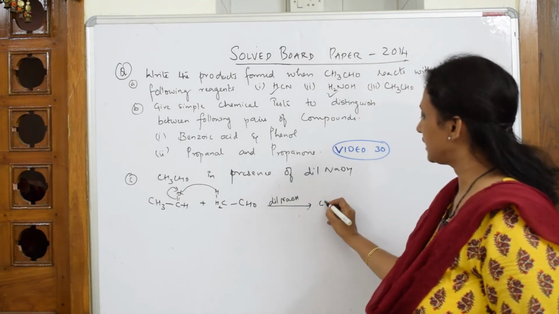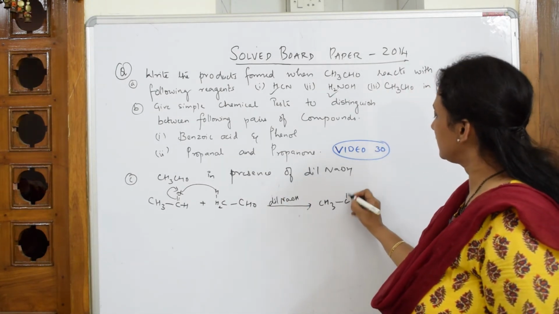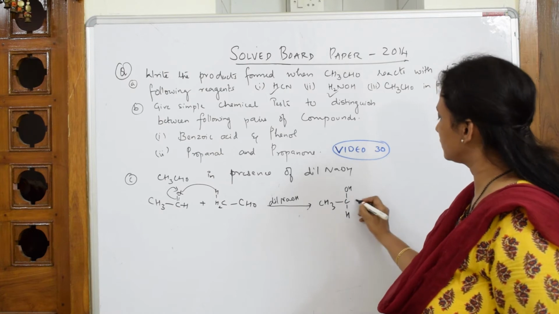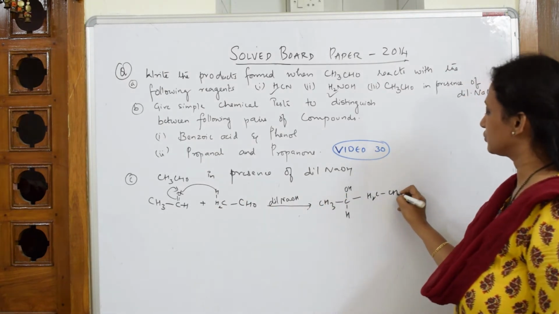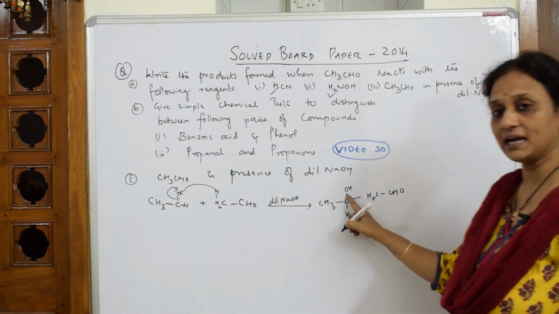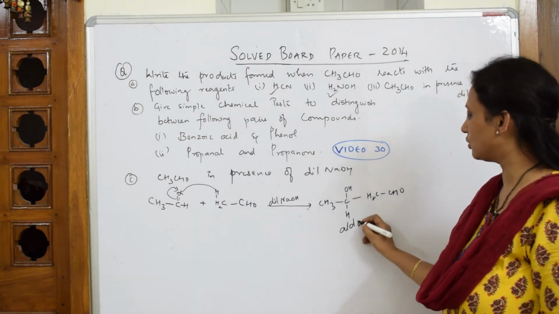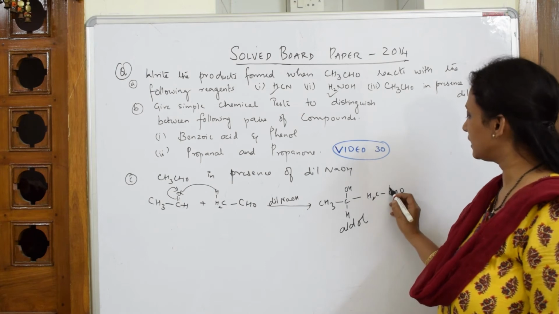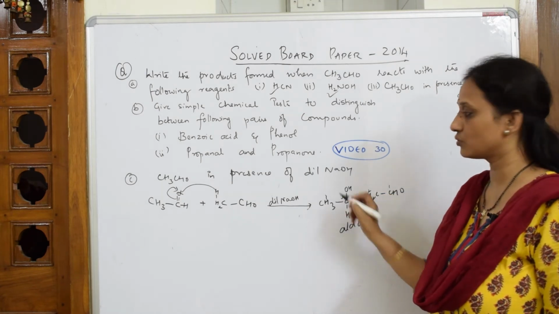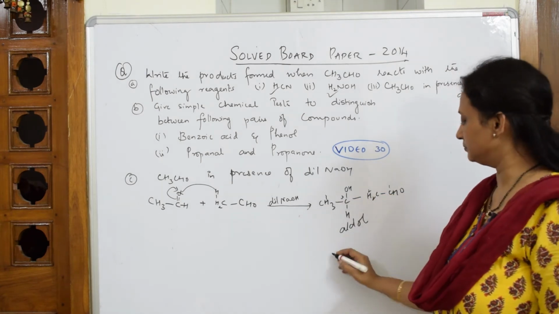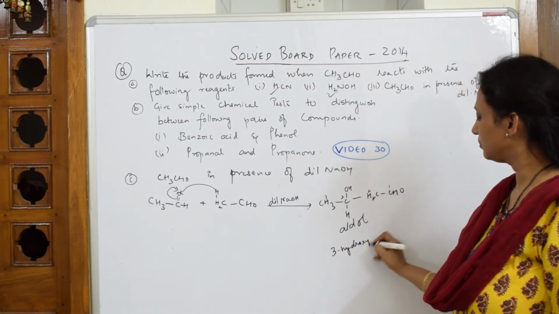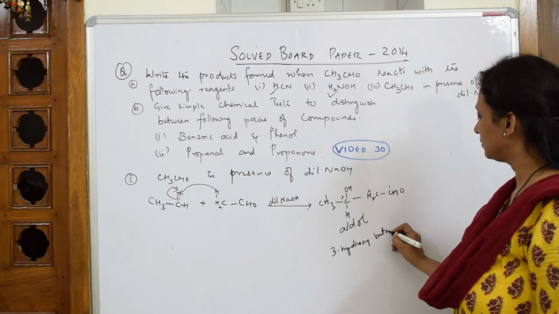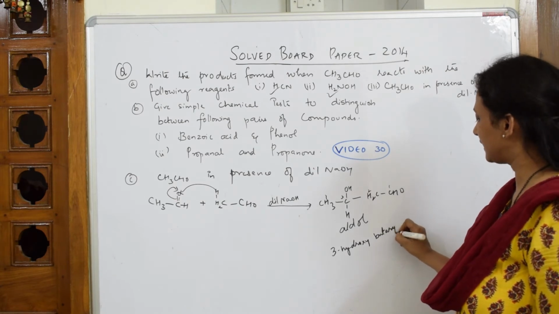So what do we get? I'm going to get CH3, C, your OH and your hydrogen, and CH2 is still existing, and CHO. Here I've got aldehyde and alcohol, so it is called aldol. Which aldol is it? 1, 2, 3, 4, isn't it? Yes. So it is called 3-hydroxybutyraldehyde.